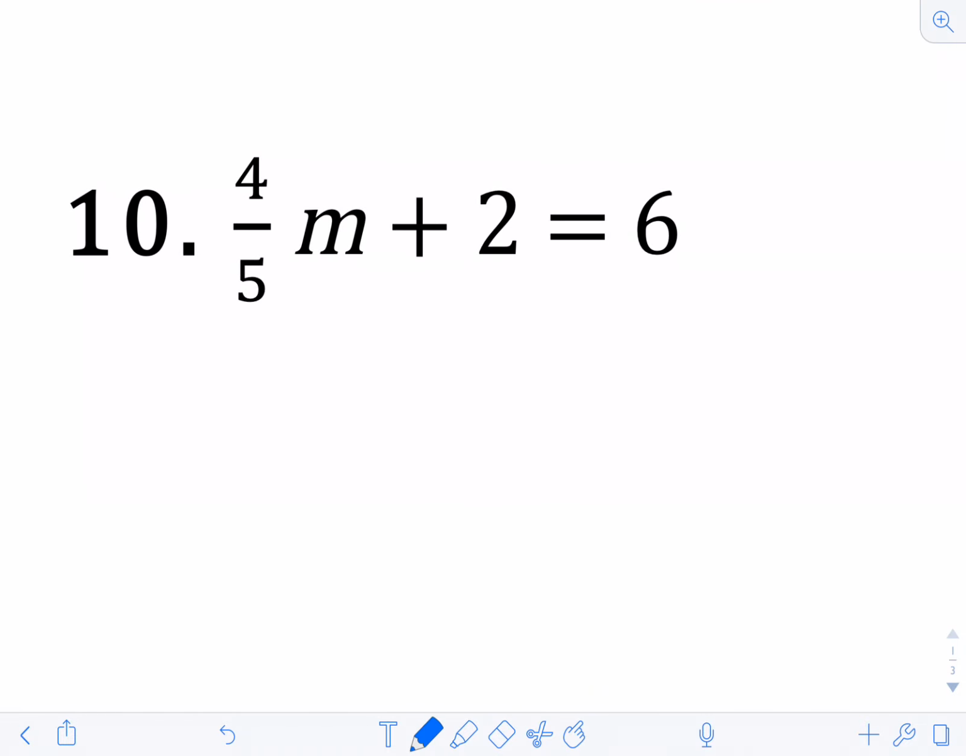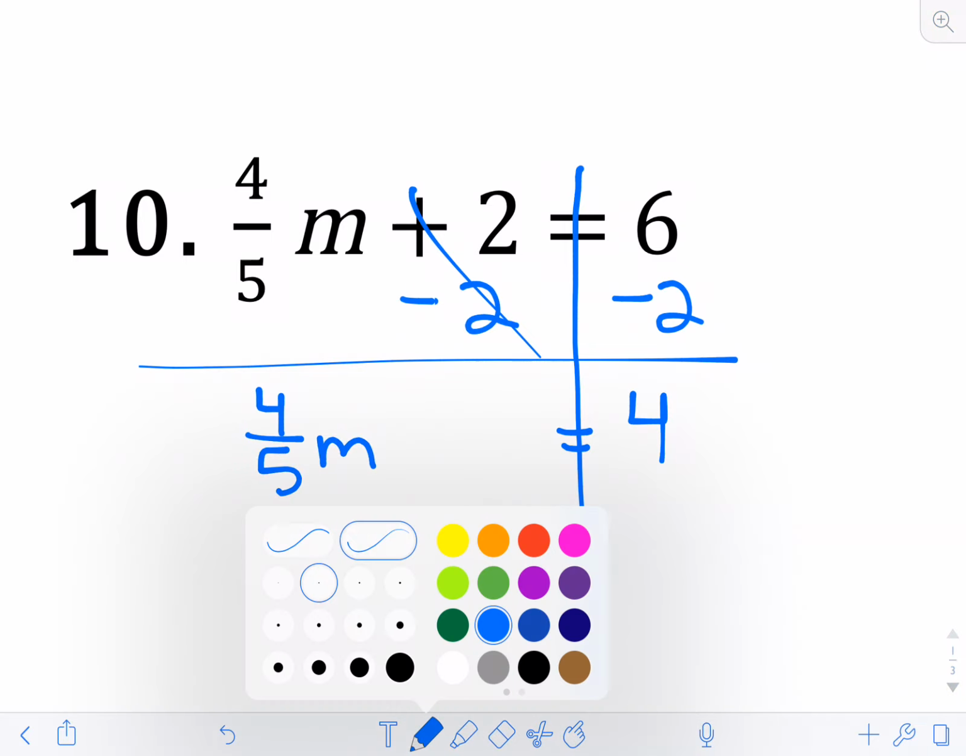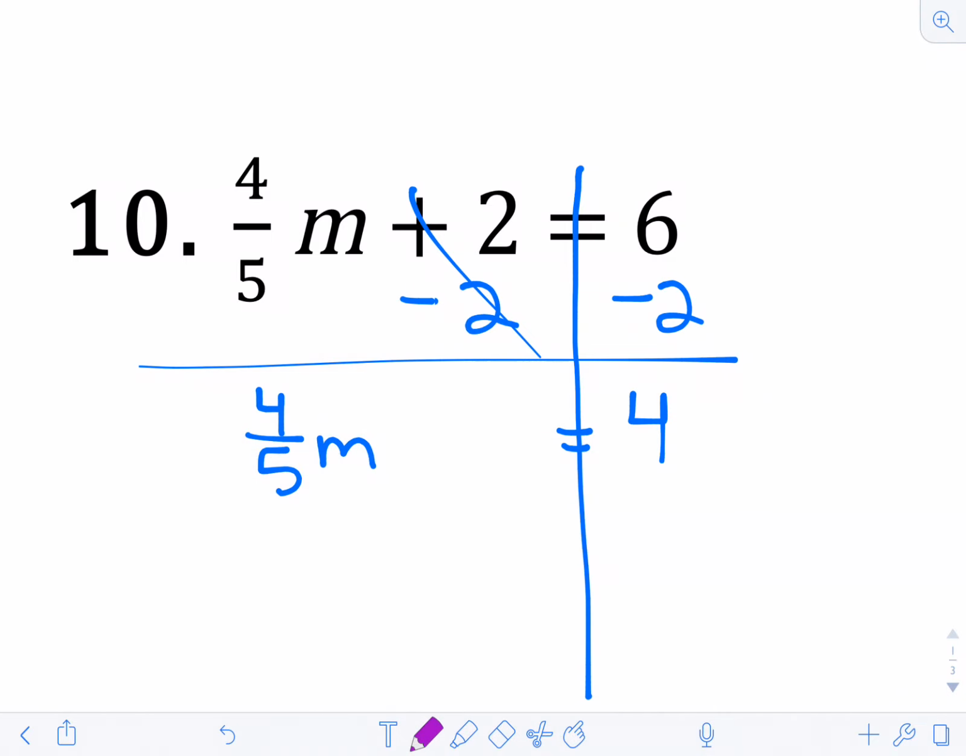So number 10, again, I'm going to draw my line on the equal sign. First, I have this plus 2. I have to get rid of by subtracting 2. So I have 4/5 m is equal to 6 minus 2 is 4. And again, I'm going to multiply by my reciprocal, 5/4.